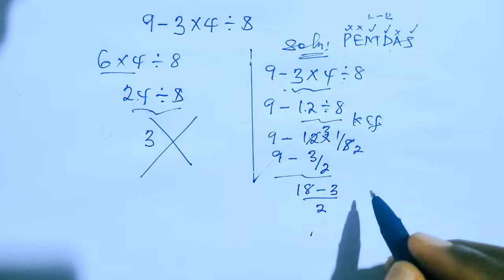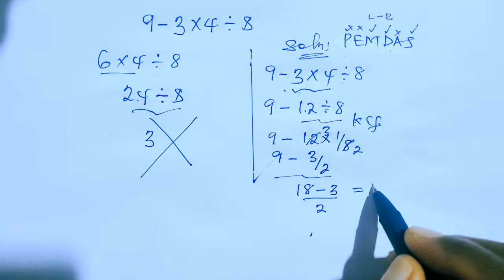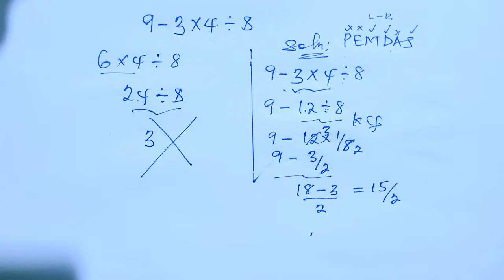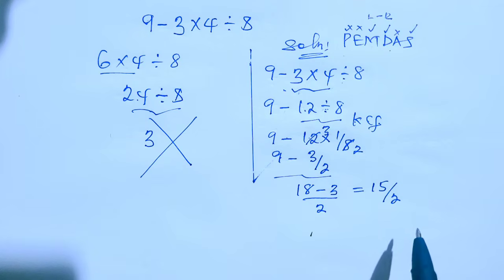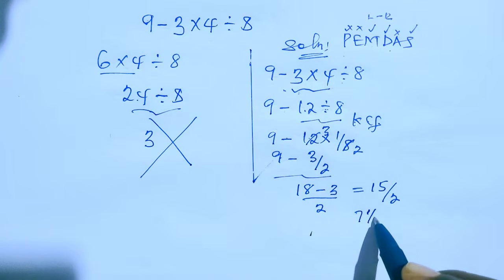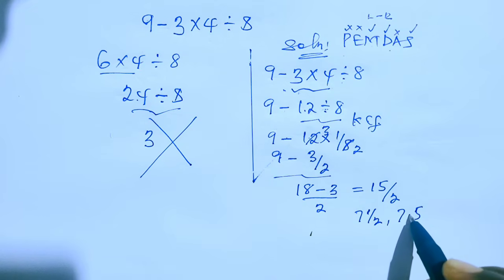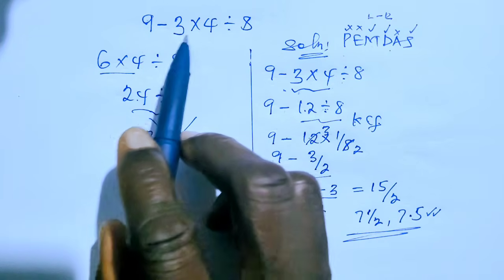Then this is also equivalent to, we subtract the numerator, 18 minus 3, that will give us 15 all over 2. Then right here, to simplify this further, we have this improper fraction. We change it to a mixed fraction. We are going to have 7 and 1 over 2. If we take it to decimal, we have 7.5. And this is the correct answer of this given expression right here.